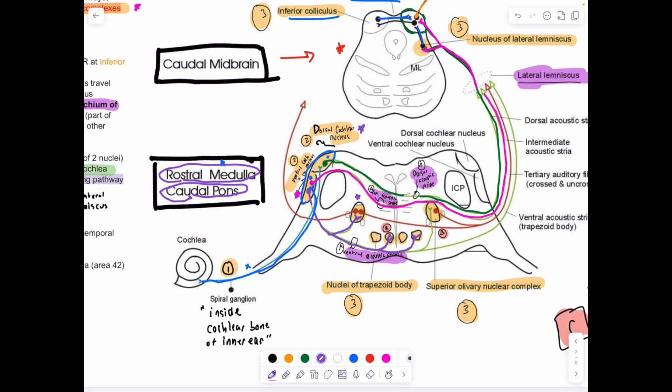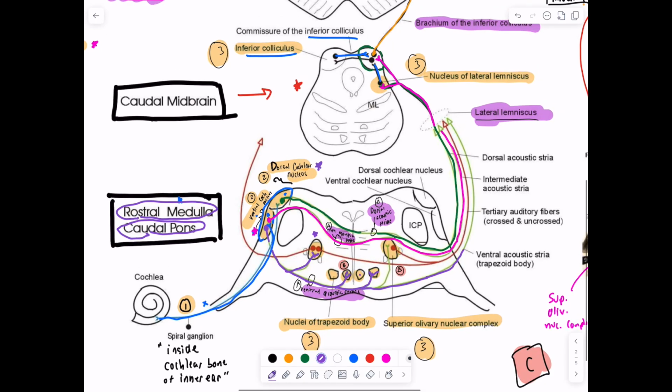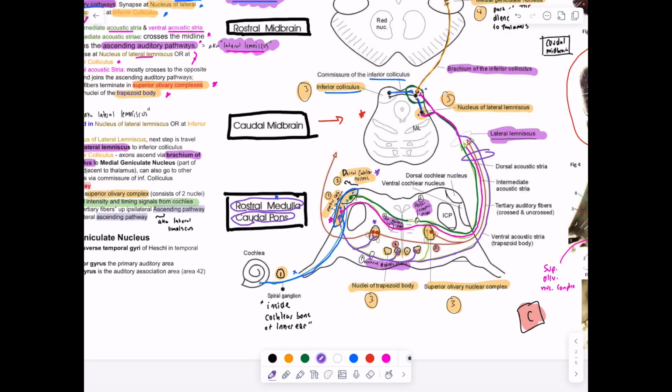All right, so now that we are in, we'll continue with the trapezoidal bodies. So it's innervating the trapezoidal bodies. We weren't told any more about it than that as a potential target, so I doubt we'll have a test question. But you'll continue as the ventral acoustic striae from the trapezoidal body into the lateral lemniscus, going up, and then now you're part of it. So you join this guy right here, nucleus of the lateral lemniscus, synapse there, and then ultimately synapse at the inferior colliculus. But we call this the ascending acoustic pathway, lateral lemniscus.